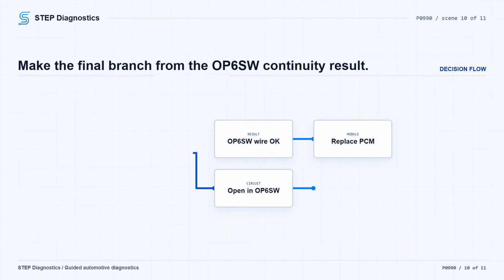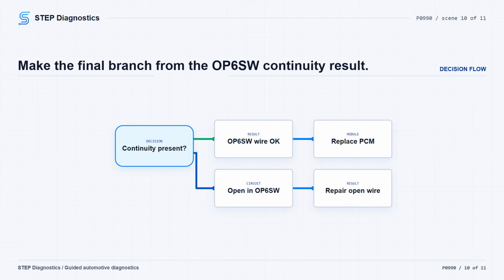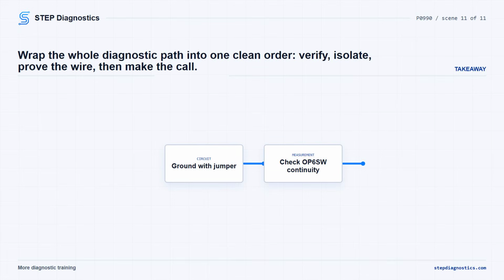If continuity is present, the OP6SW wire is okay, and the diagnostic path calls for PCM replacement. If continuity is not present, repair the open in the OP6SW wire between transmission fluid pressure switch E, 6th clutch, and the PCM. Keep the logic clean.